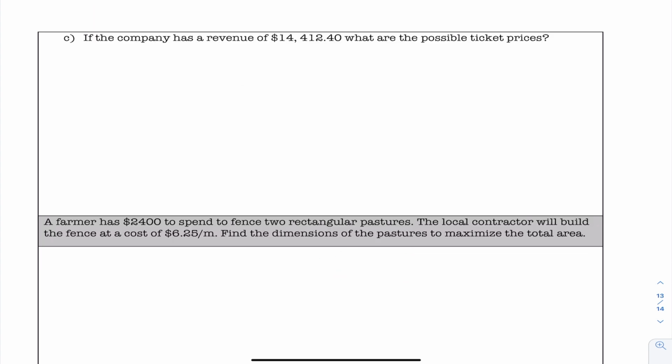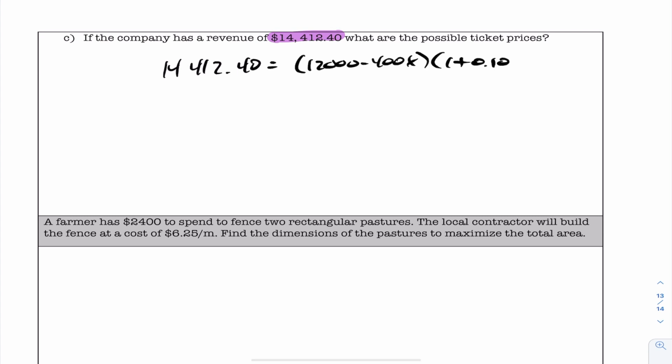Okay, continuing on here with the same problem. Now they say, okay, suppose you made this much revenue. What were the possible ticket prices that you chose? Well, now I'm going to take the possible revenue, which is $14,412.40. I'm going to set that equal to our revenue relation here, which is this. Now I can't solve this in this current form. I have to expand everything out, bring everything to one side, and use the quadratic equation.